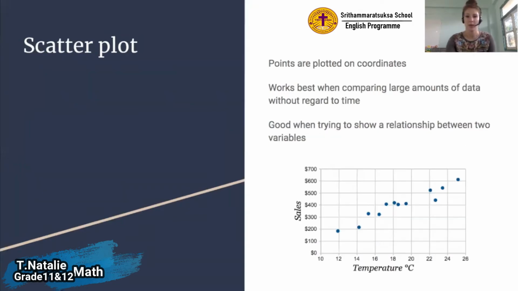A scatter plot graph is when points are plotted onto coordinates. So that is the graph below. And they work best when comparing large amounts of data when it does not have regards to time. So below you'll see they're looking at temperature and sales and how those two things are correlated. So you're plotting a bunch of different data points onto a graph. And this is a good way to show the relationship between two variables.